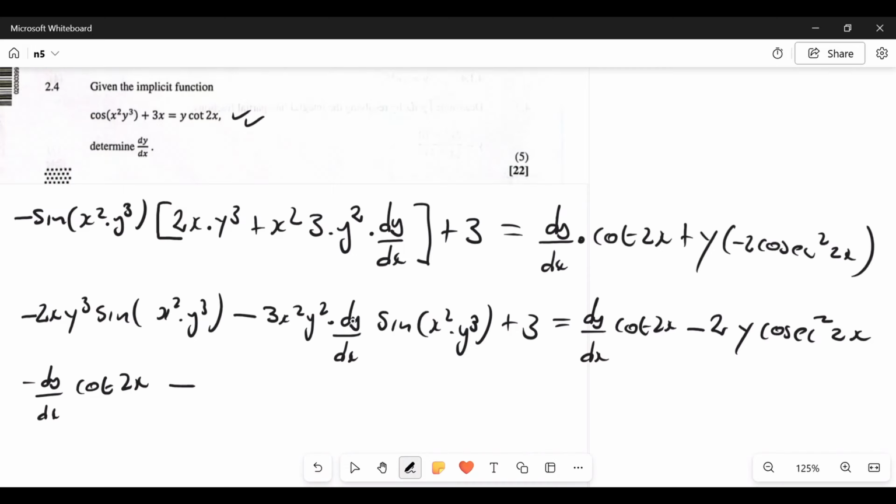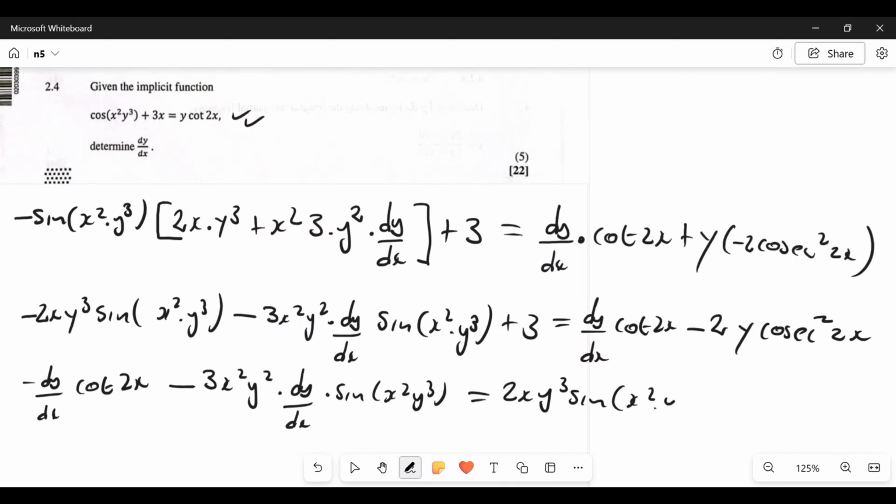There we go. Minus. Then we have this one here, 3x squared y squared multiplied by dy over dx multiplied by sine open bracket x squared y cubed, and then this is going to be equaling to, we're going to transpose all the terms that don't have dy over dx on the right hand side. So let's do it. We're going to start with the first one there. We have 2x y cubed sine x squared multiplied by y cubed. There we go. And then we write negative 2y cosec squared 2x. And then we transpose this 3 on the other side. It's going to be negative 3.